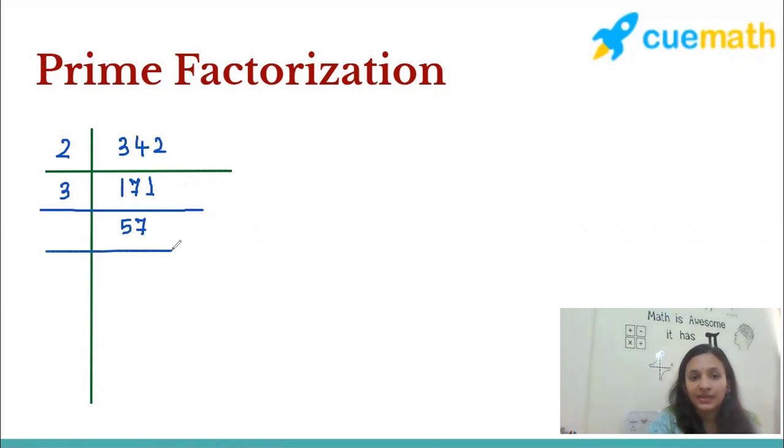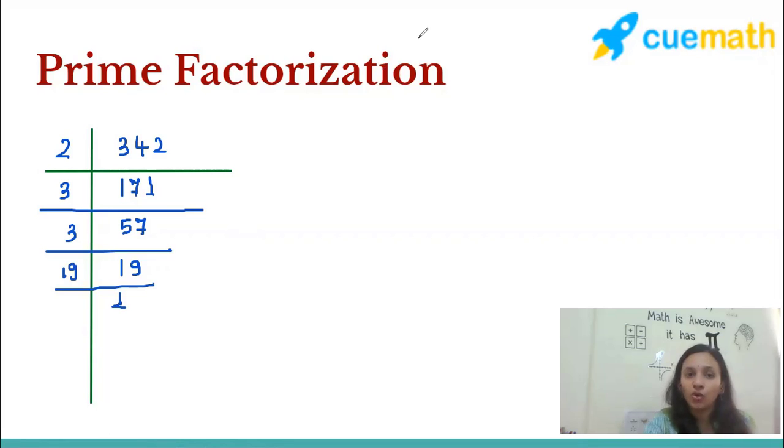Okay, let's see if we can divide it further with 3. So 3 ones are 3, 3 nines are 27. Now 19 is a prime number, so you would stop at that. You will keep doing the division this way until you get 1.